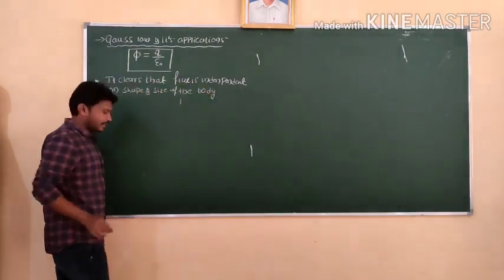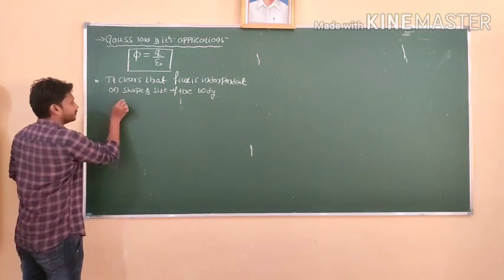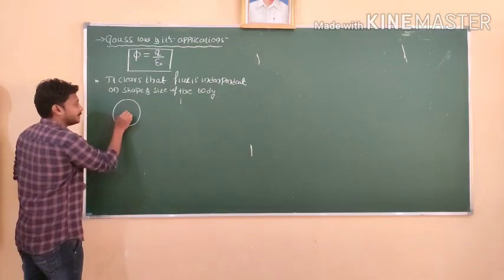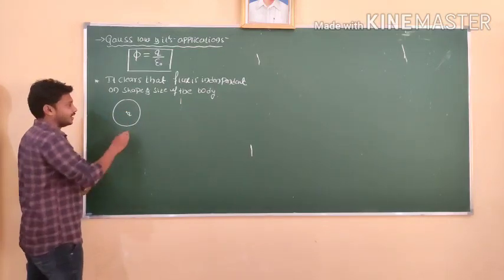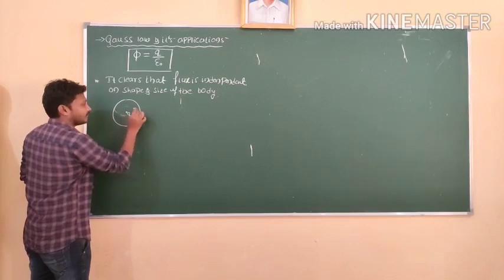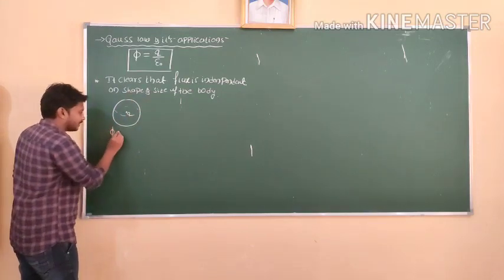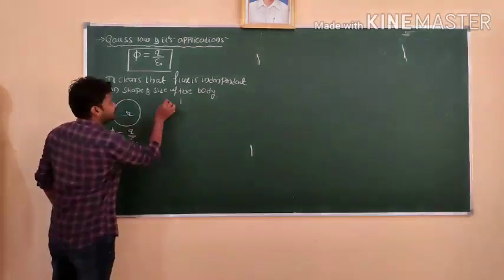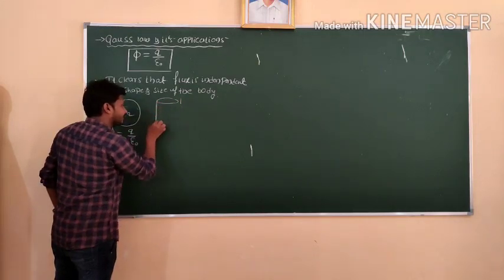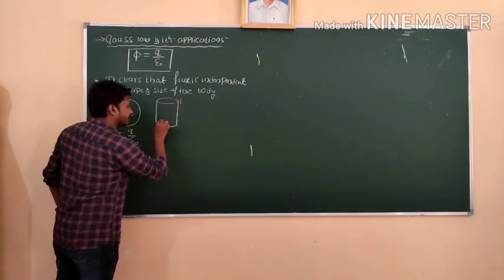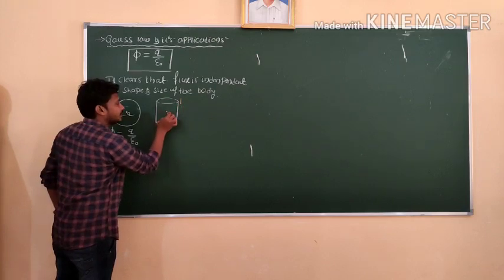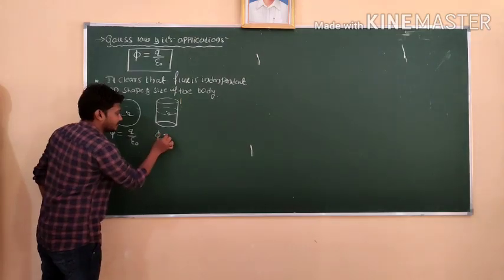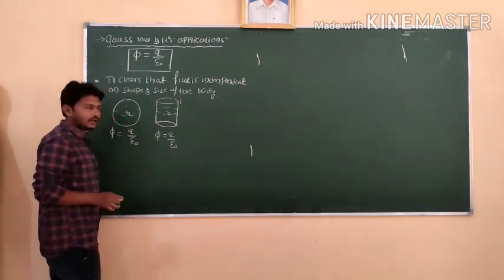For example, let me consider one sphere here. If I place one charge particle at this point, what will be the equation for the flux value for this object? Flux phi is equal to what? Q by epsilon naught from that Gauss law. Instead of this, I will take one cylinder here. If I place the charge particle at this point, let Q be the charge placed inside the cylinder. So phi is equal to what? Q by epsilon naught here.